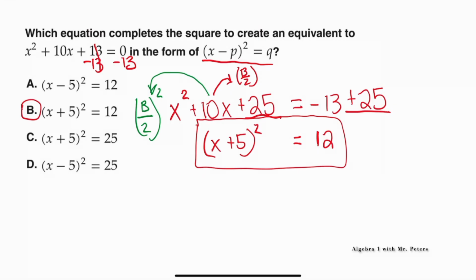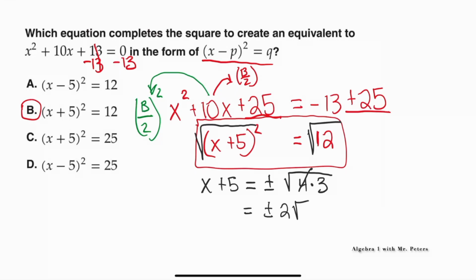However, let's say they wanted us to solve this. So if we were going to solve, the next step would be take the square root of the left side to cancel out the exponent, do the same thing on the other side. So now as a result, I have x plus 5 is equal to plus or minus, and let's break this down. Radical 4 times 3, we simplify even further to get plus or minus 2 radical 3. So now the last thing we need to do is isolate my x. So if we're solving for this quadratic equation, it would be x is equal to negative 5 plus or minus 2 radical 3.